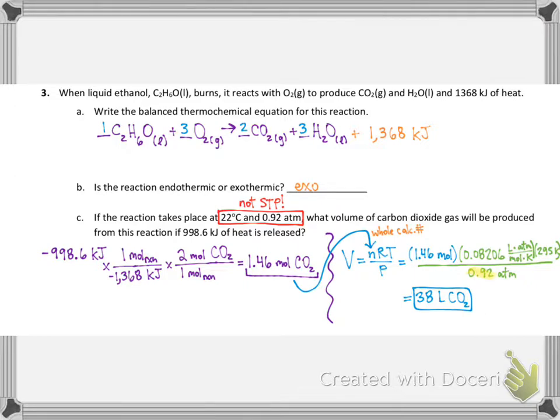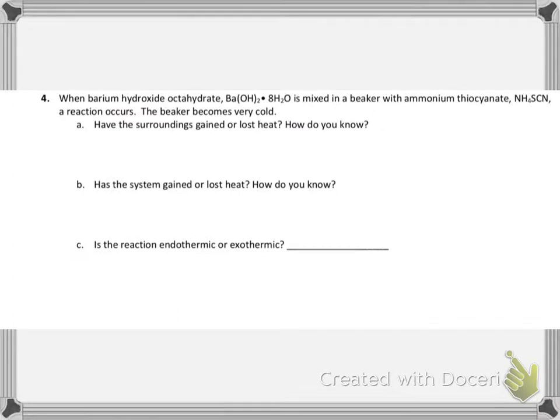One more question to go, and shockingly, there's no math in it. This time we're just talking about a particular chemical reaction, barium hydroxide octahydrate, and we are going to mix that in a beaker with ammonium thiocyanate, good stuff. And it turns out that has a chemical reaction, and when it does, the beaker becomes very, very cold. So you are going to use that information to answer the following 3 questions. When you have answered this question, go ahead and unpause the video and check your answer.